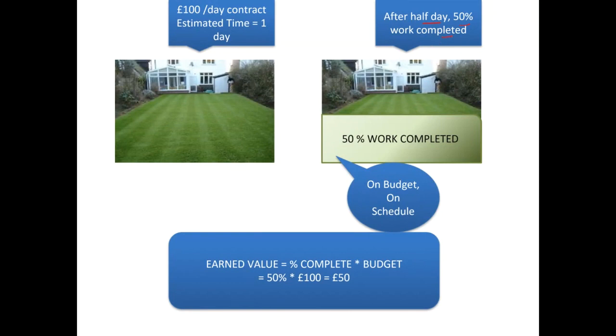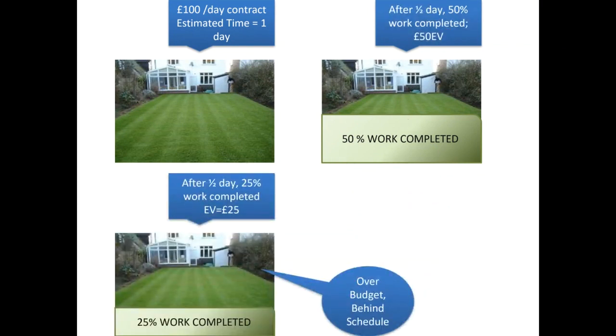So it looks like this is going to be a project which is going to be on budget and on schedule. If we look at earned value, the formula for earned value is percentage complete times budget. So 50% of the work has been completed in half a day, and 50% multiplied by £100 would mean that the gardener, or the contractor, has earned £50 of value at that point.